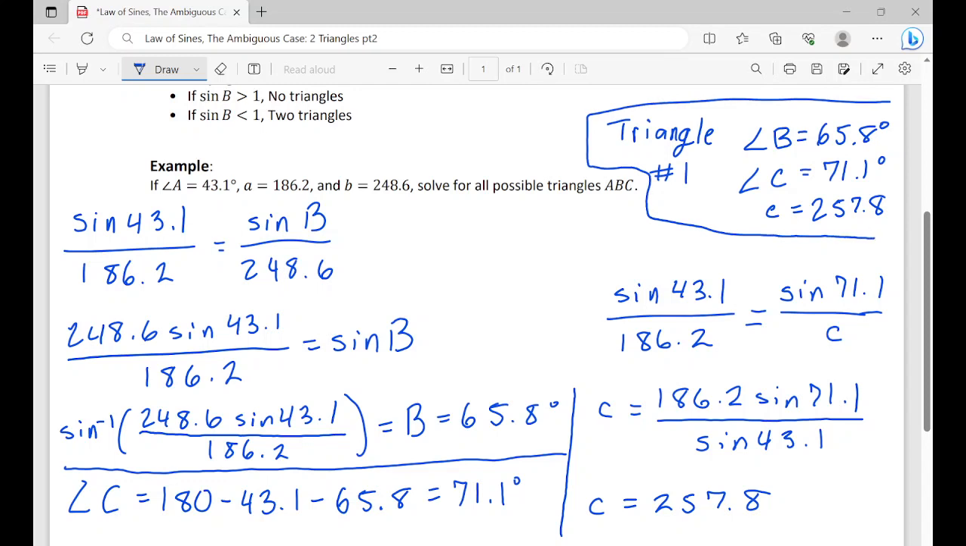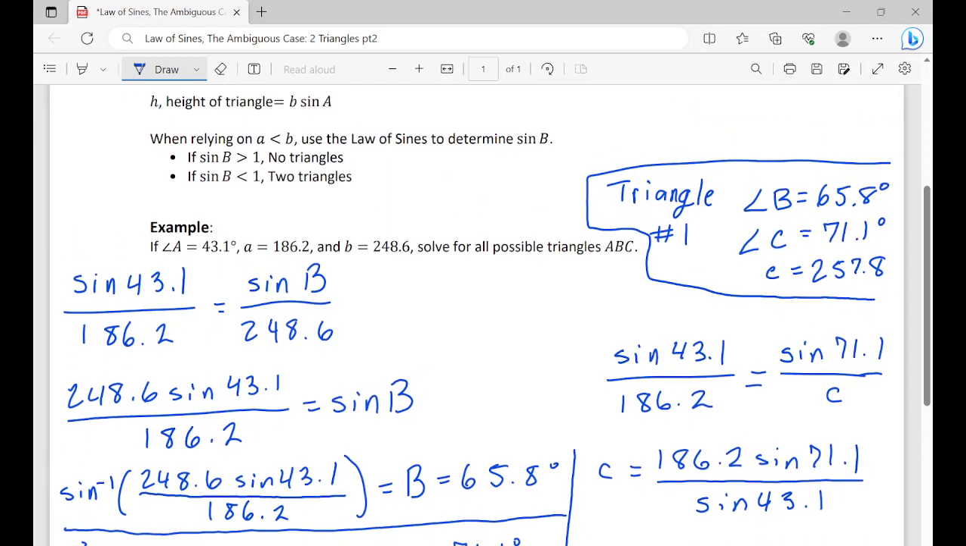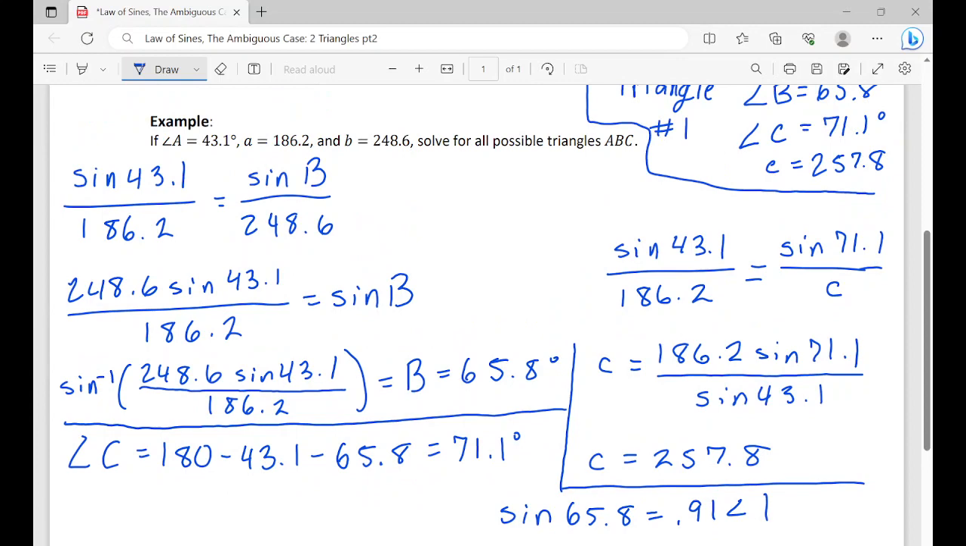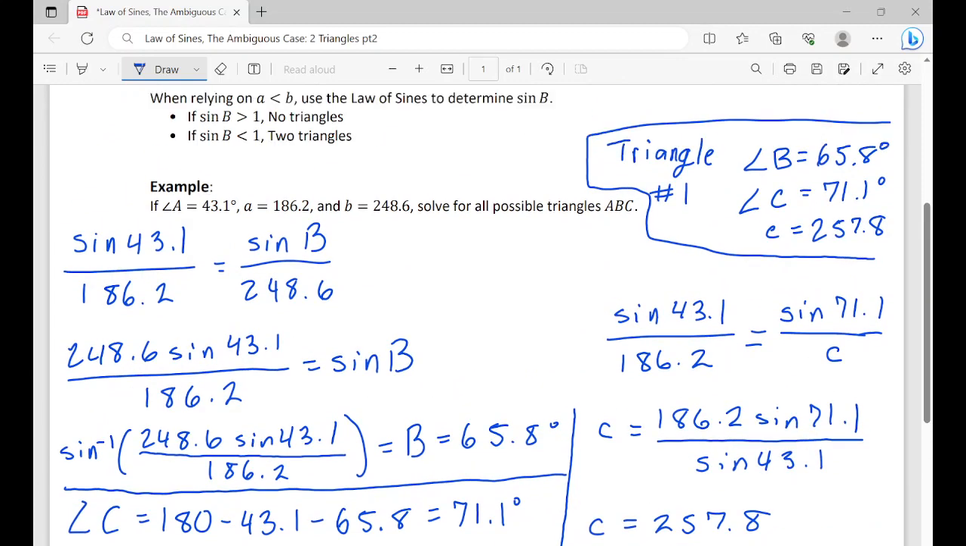That's all well and good, but how do we know that we have a second triangle? Well, we know this by using the fact that we're relying on A being less than B. A is less than B, so we're going to show that sine B is less than 1. We know that B is 65.8 degrees, so sine of 65.8 is approximately 0.91, which is obviously less than 1. So using the fact that sine B is less than 1, we know that there are two triangles.